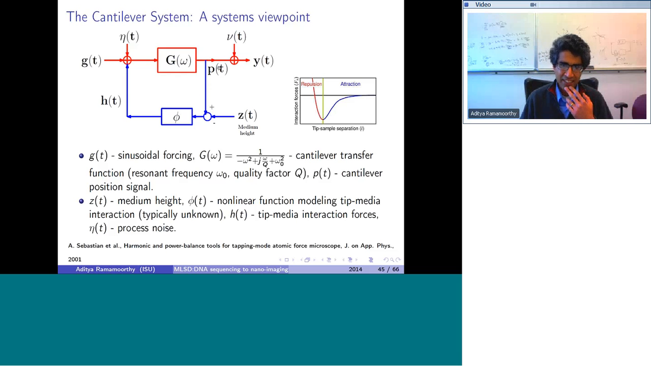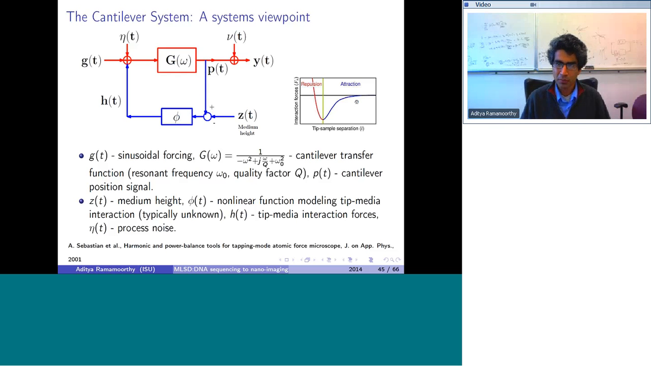Now, when the cantilever starts to engage with the medium, you have this feedback system coming into play. Depending on the position and the medium height, the cantilever starts to interact with the medium, and this is usually modeled by a nonlinear block Φ. So this looks something like what I have on the right hand side. This comes from what are called van der Waals forces.